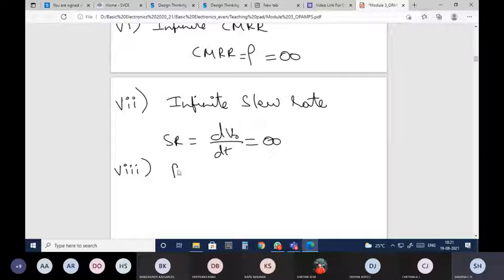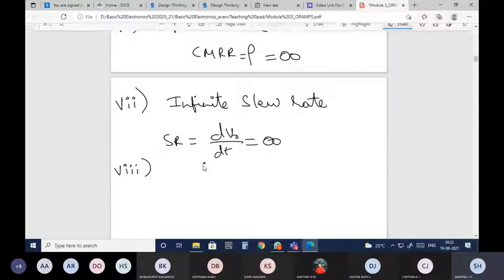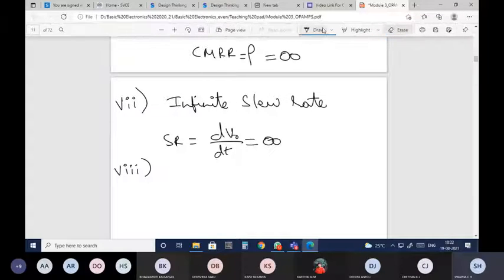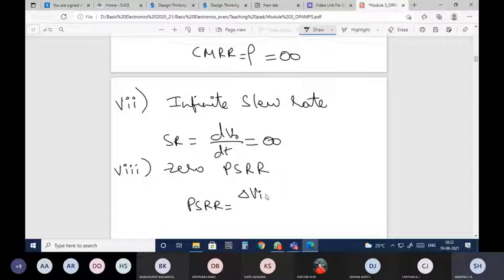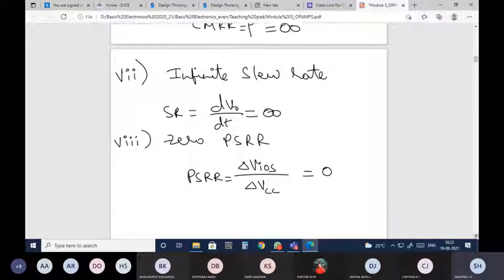Next, power supply rejection ratio, not infinite, it is zero. Zero PSRR. PSRR, as you know, is defined as change in VIOS with respect to change in VCC or VE. That should be equal to 0, because VIOS value should be equal to 0 ideally.